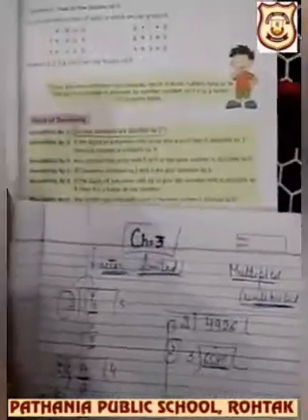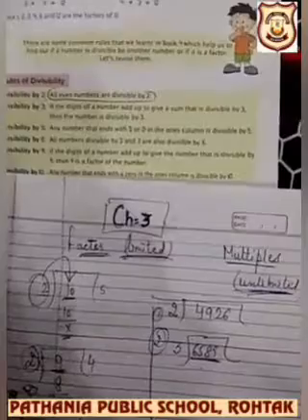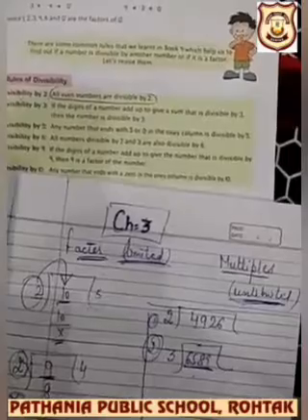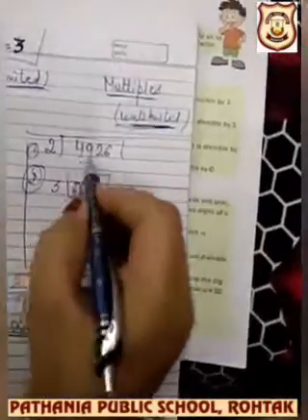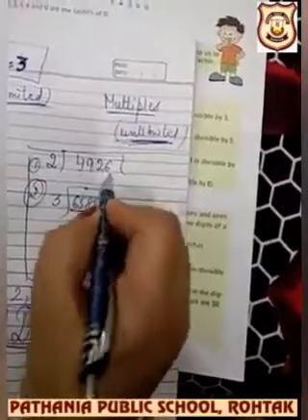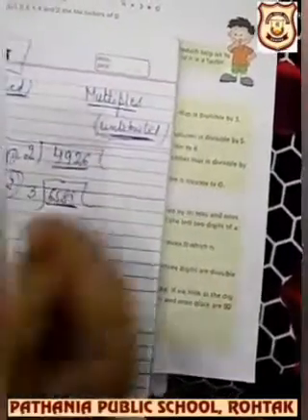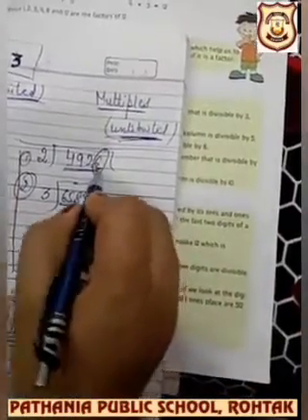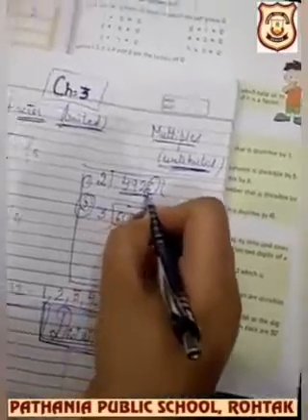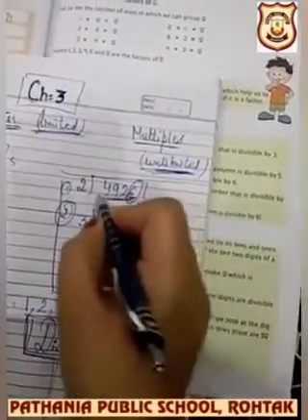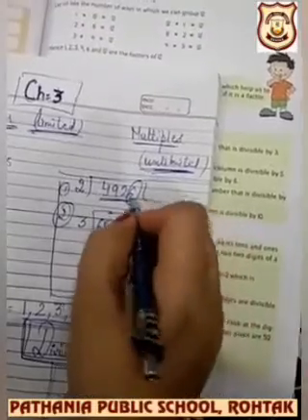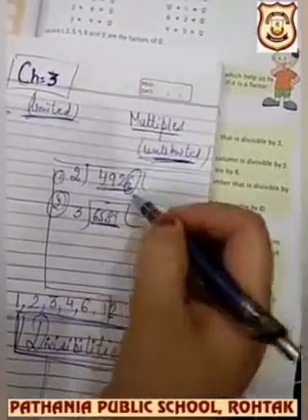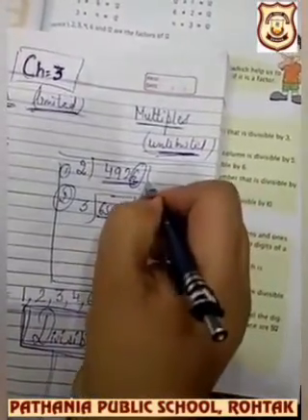It means if the number is even, that number is divisible by 2, and if the number is odd, that number is not divisible by 2. For example, 4926, is this number even or odd? Just check the unit digit. Unit digit means last digit. Now tell me, 6 is even or odd? Even. So the complete number is even. Now if the number is even, it is divisible by 2. So without division, you can tell yes, it is divisible by 2.